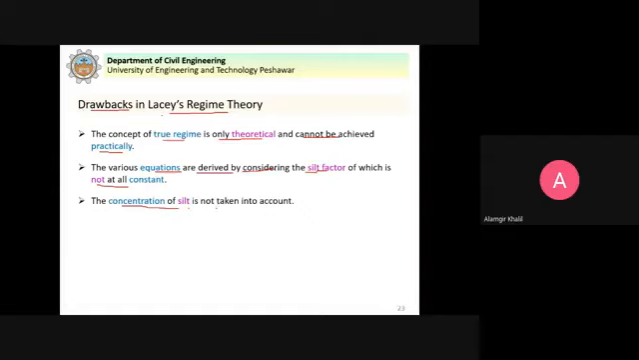The concentration of silt is not taken into account. The silt grade, size, and the silt charge, the load, are not clearly defined. The equations are empirical and based on available data from a particular type of channel. The characteristics of regime of a channel may not be the same for all cases. So these are the drawbacks in Lacey's regime theory. But no doubt Lacey's theory was more popularly used as compared to Kennedy's theory in the subcontinent.